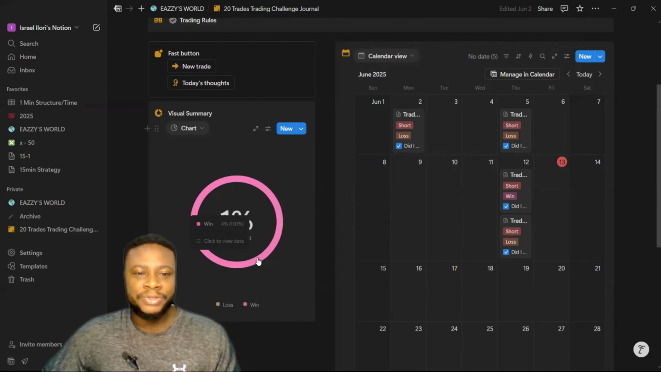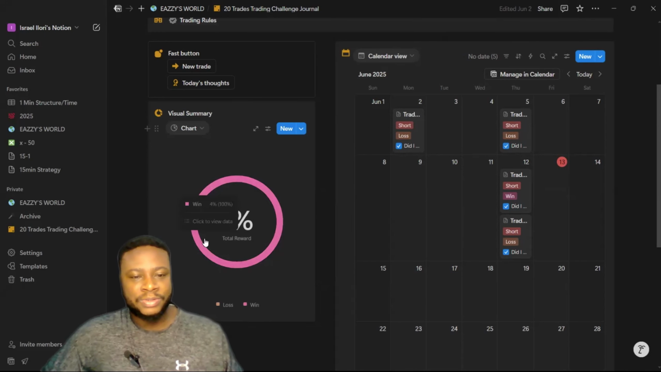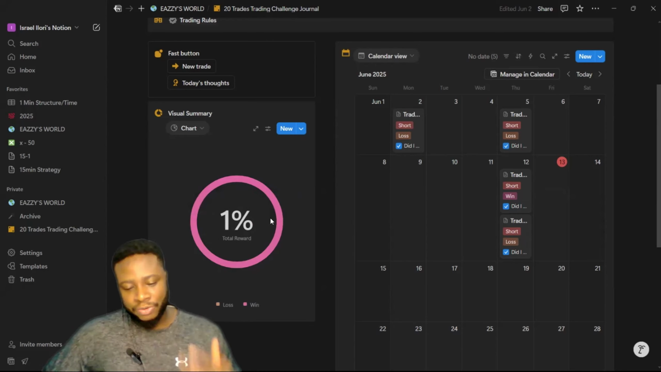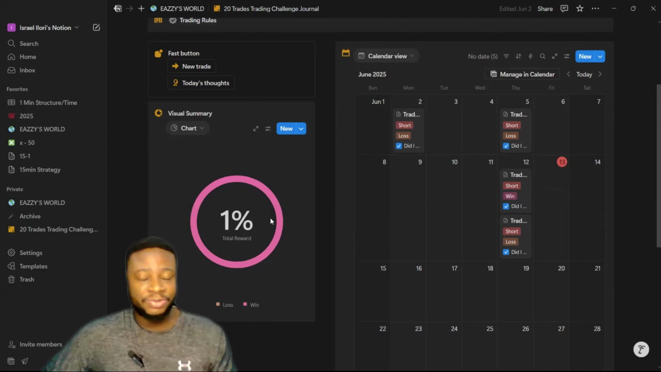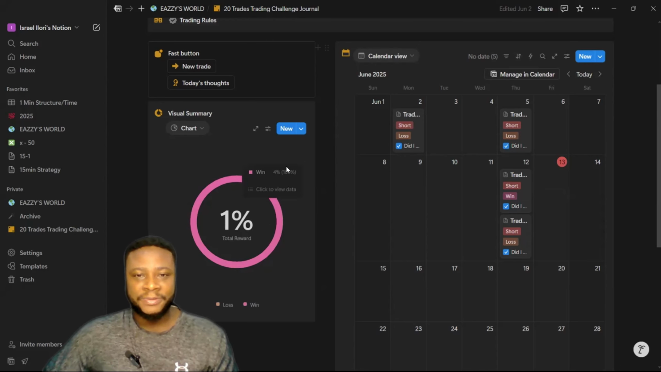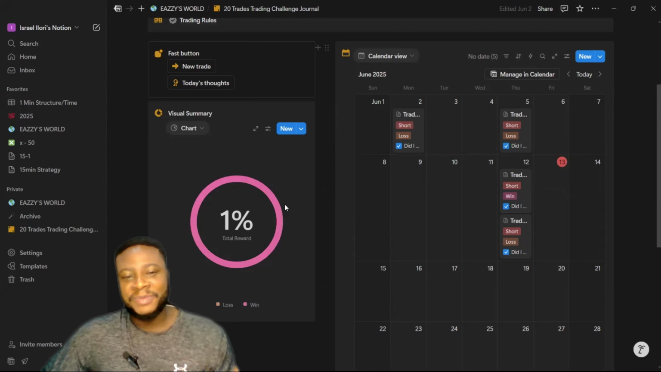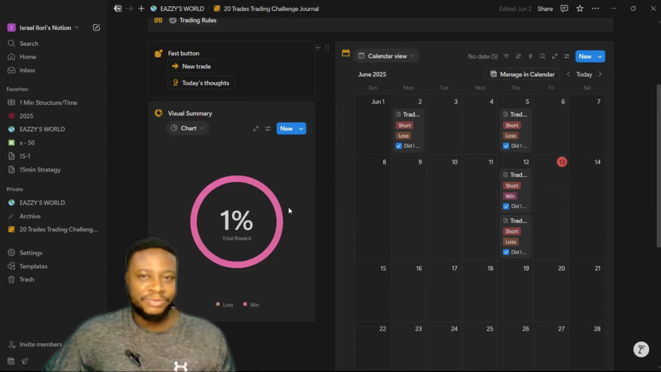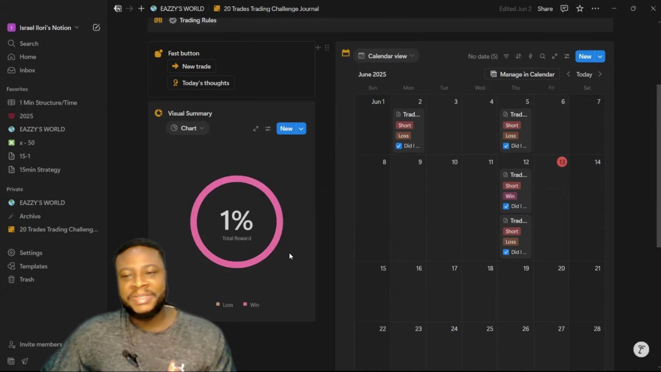As you can see in the visual summary, I'm currently 1% up on the account. Remember, the target to pass this challenge is 8% profit, and 7% to go. I don't know, to be honest, if I'm going to pass the challenge, but to pass it I need to make 7% more. And for the 20 trades challenge, I need to take 16 trades more.